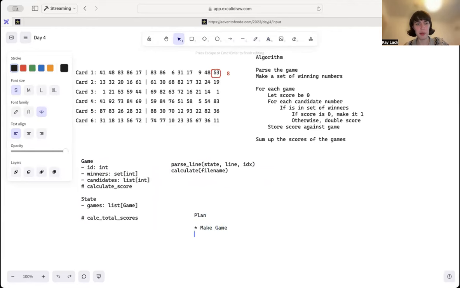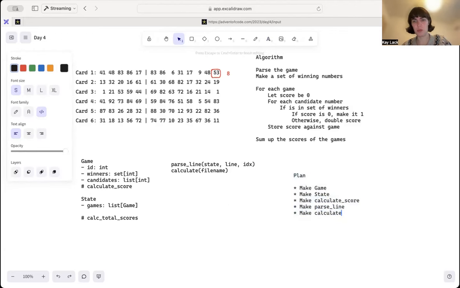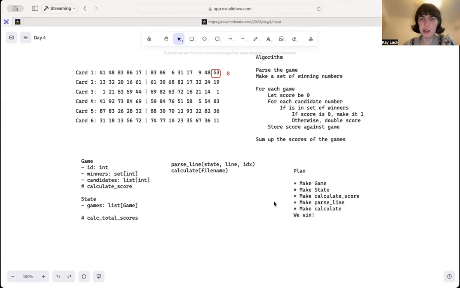Make game, state. Make calculate score. Anyway. Make parse line. Make calculate. We win. Okay. Well, looks all right.